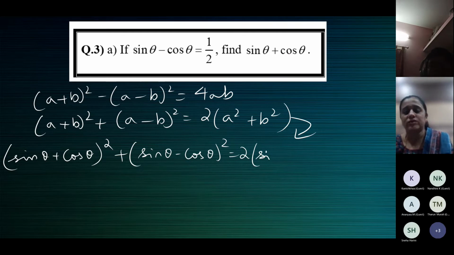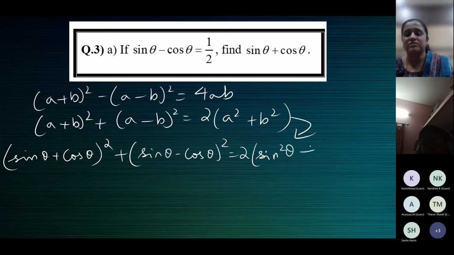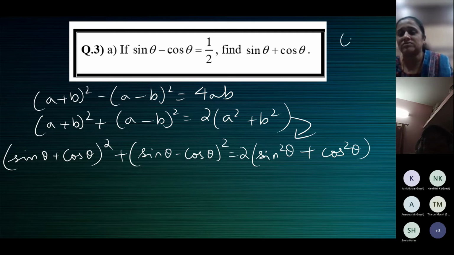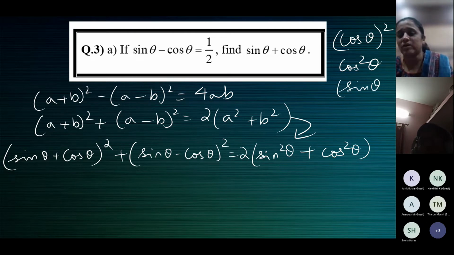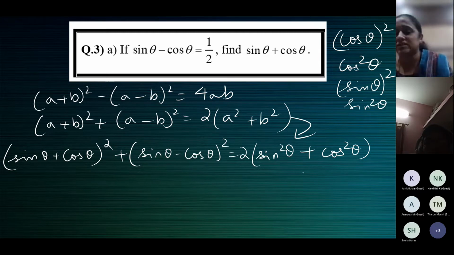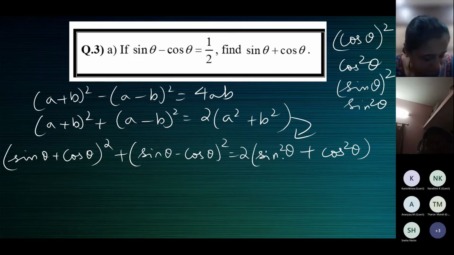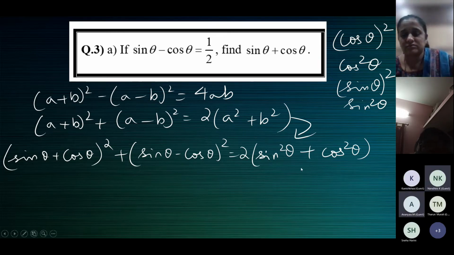So sine theta the whole square, which is sine square theta, plus B square. B is cos theta, so B square is cos theta the whole square, cos square theta. B is cos theta, B square is cos square theta. A is sine theta, A square is sine square theta. Sine theta the whole square is nothing but sine square theta. All of you understand this? Yes, ma'am.